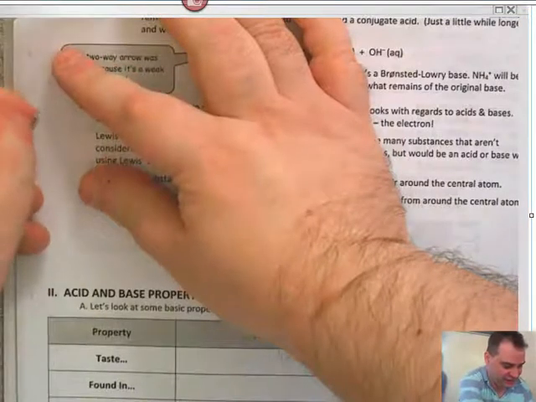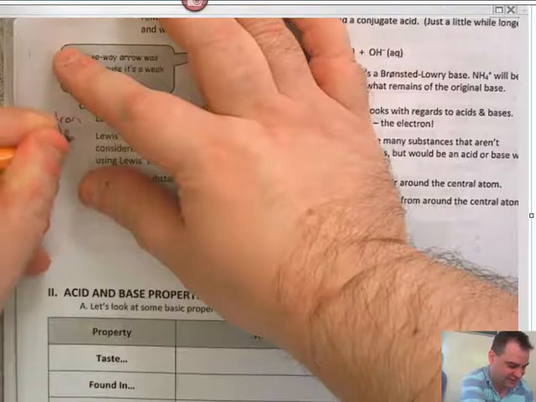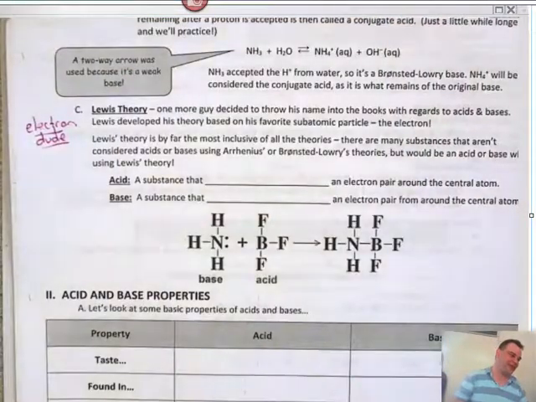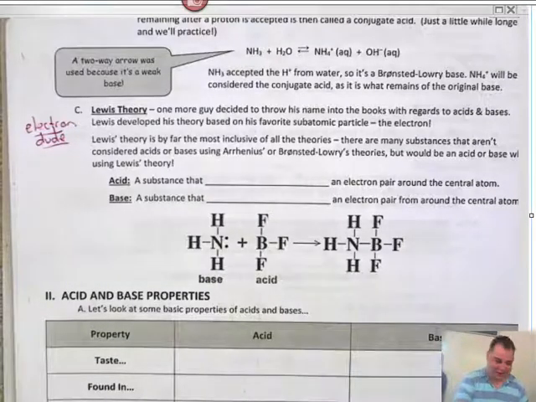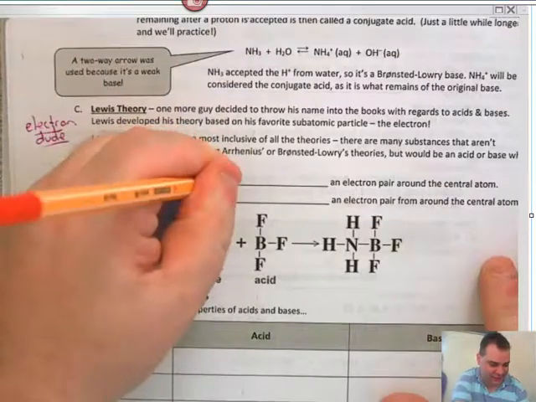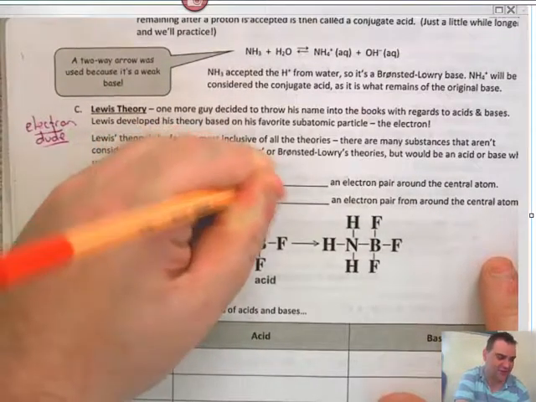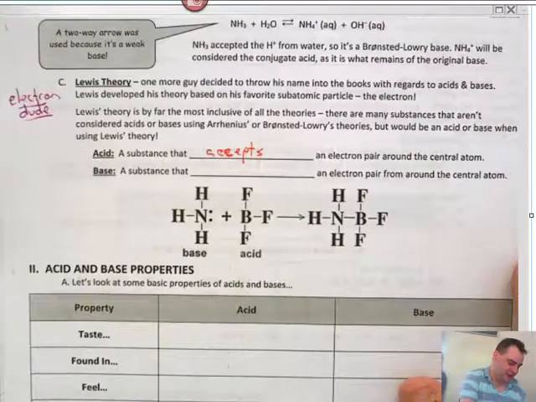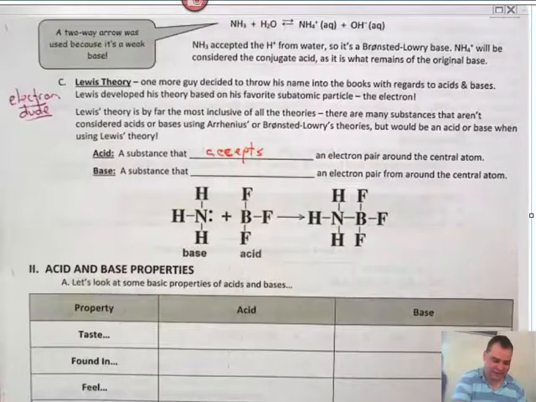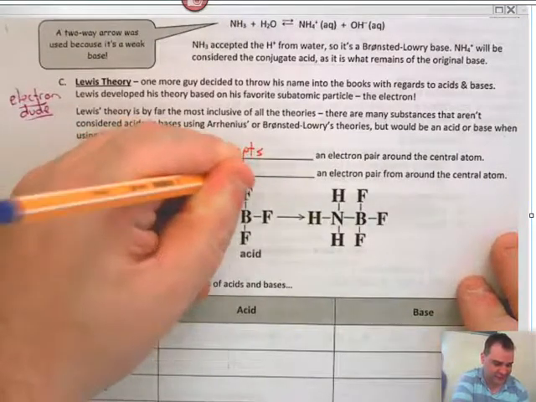He's the electron dude, of course, because he made all his definitions based off of electrons, because he came up with Lewis dot structures. So he said an acid is a substance that accepts an electron pair. And he said a base is a substance that donates an electron pair.